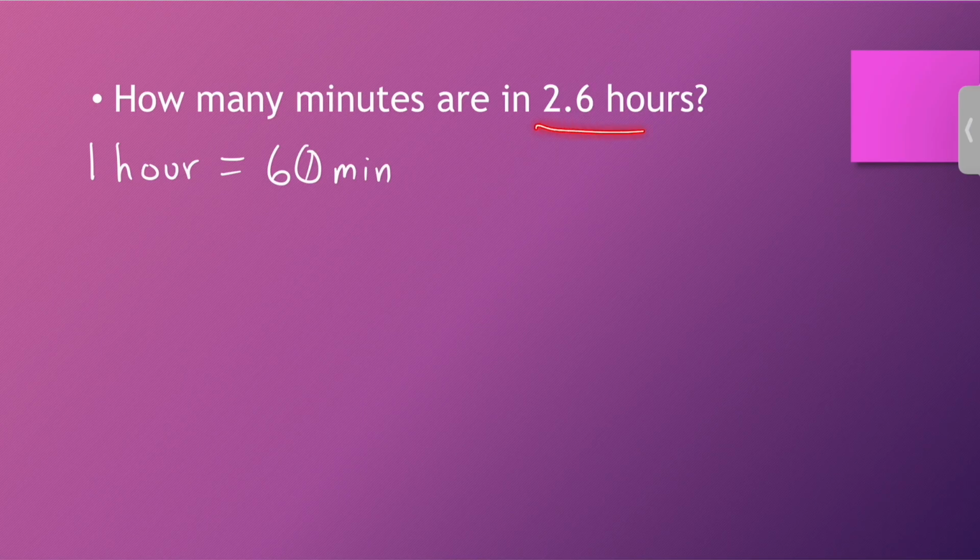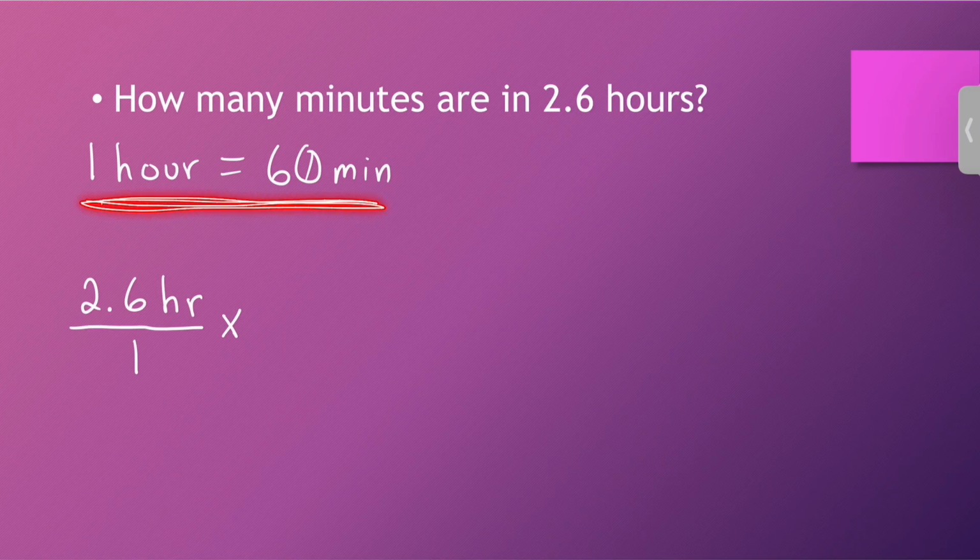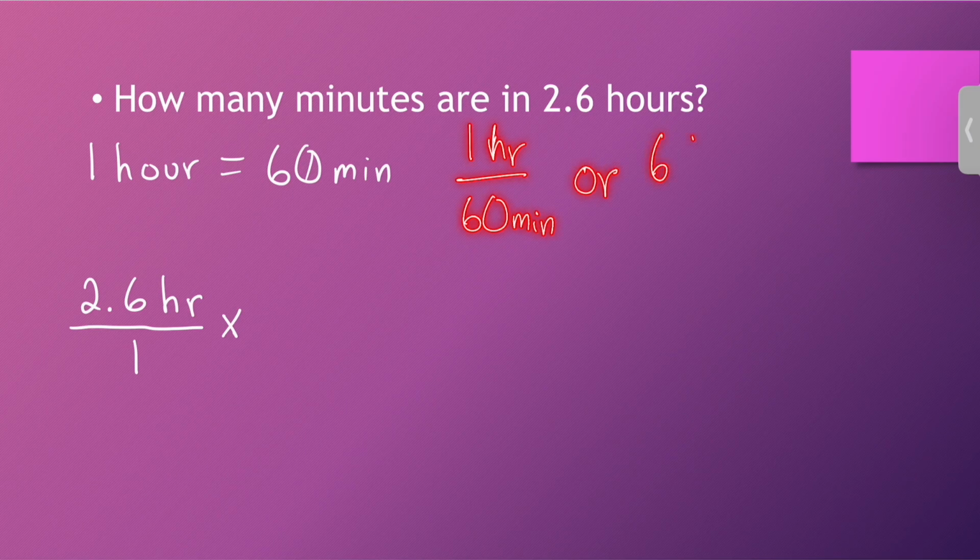But the first thing that we're going to do is take our given number, our 2.6 hours, and put that over 1 because we're going to be multiplying by a ratio. Now, we've got two options for how to turn this into a ratio. We could write it as 1 hour over 60 minutes, or we could write it as 60 minutes over 1 hour. Now, we want to pick the one that will allow us to cancel our units of hours and end with units of minutes. And that's going to be the second one.